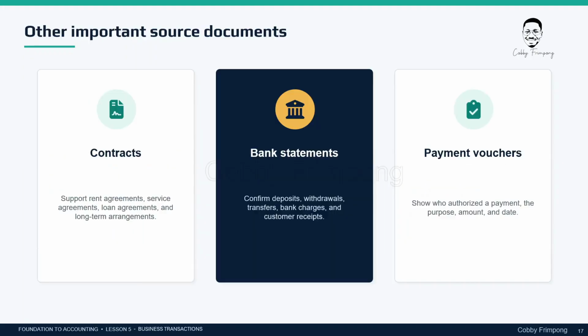Other important source documents. Contracts may support rent agreements, service agreements, loan agreements, construction projects, or long-term supply arrangements. Bank statements show money coming in and going out of a bank account. They are useful for reconciling accounting records with actual bank activity. Payment vouchers are internal documents used to approve and support payments. They help strengthen control over cash and bank payments.